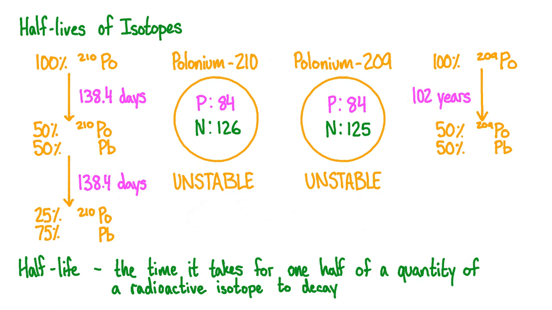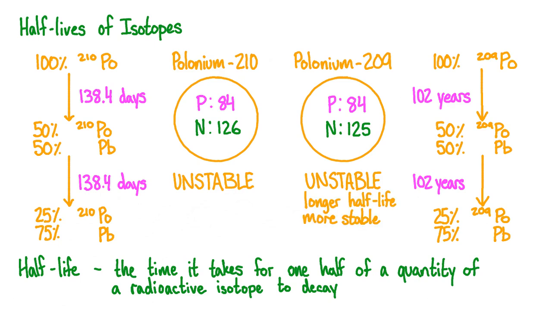In the case of polonium-209, the half-life is 102 years. That means it takes 102 years for half of the sample to decay, and another 102 years for the next 25% of the sample to decay. Although atoms of both of these isotopes have unstable nuclei, we can say that polonium-209, with its longer half-life, has atoms with more stable nuclei.